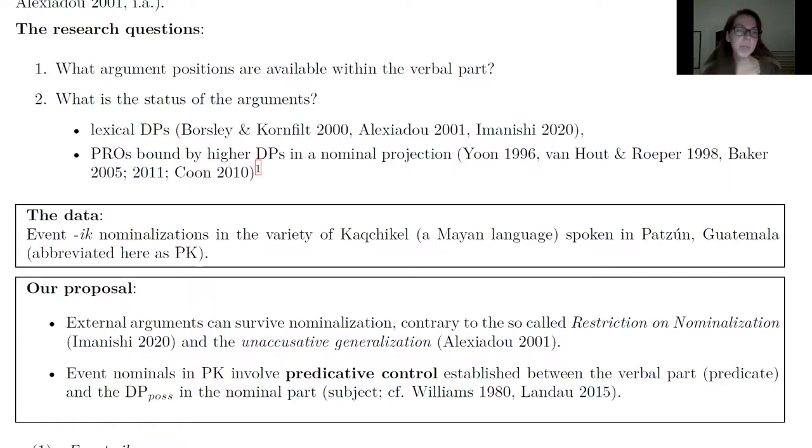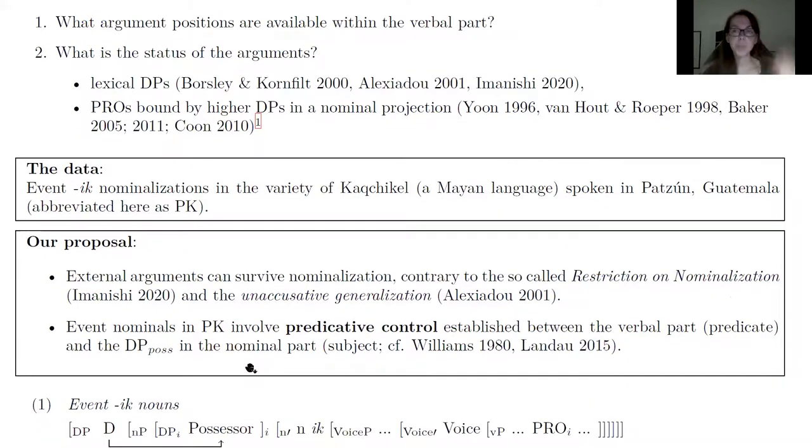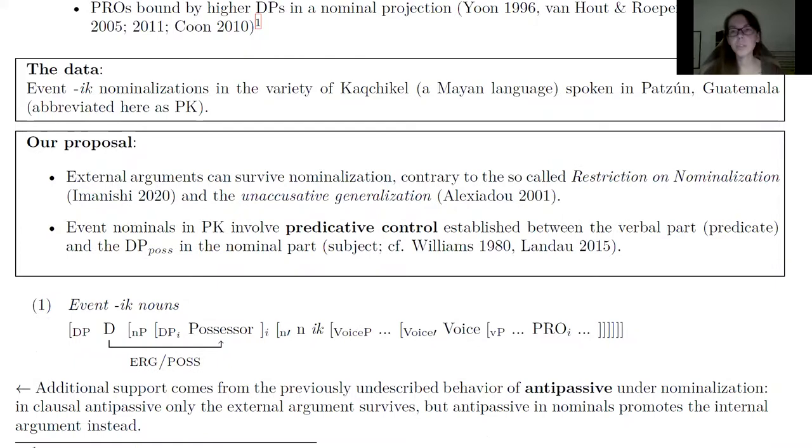We will try to show again that event nominals in Kakchikel involve control. So you merge big pro in the argument positions. In particular, we will try to draw this nice parallel between control inside nominals and control in the case of clausal complementation. Usually when people talk about control in nominalizations, they talk about either nominals controlling into their complements, or control into nominals from the main clause. We will try to show that we have control established between the two parts of the same mixed nominal, between the verbal part and the possessor in the nominal part.